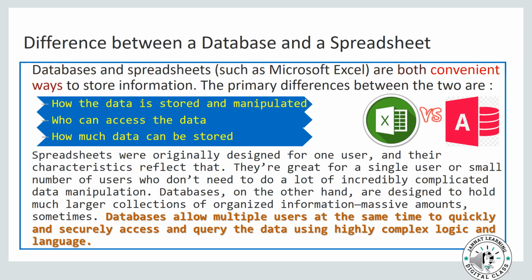Databases and spreadsheets, such as Microsoft Excel, are both convenient ways to store information. The primary differences between the two are how the data is stored and manipulated. Who can access the data? How much data can be stored? Spreadsheets were originally designed for one user, and their characteristics reflect that. They are great for a single user or small number of users who don't need to do a lot of incredibly complicated data manipulation.